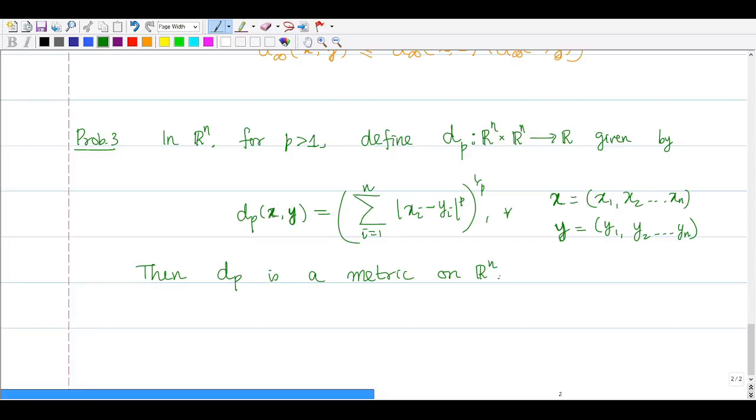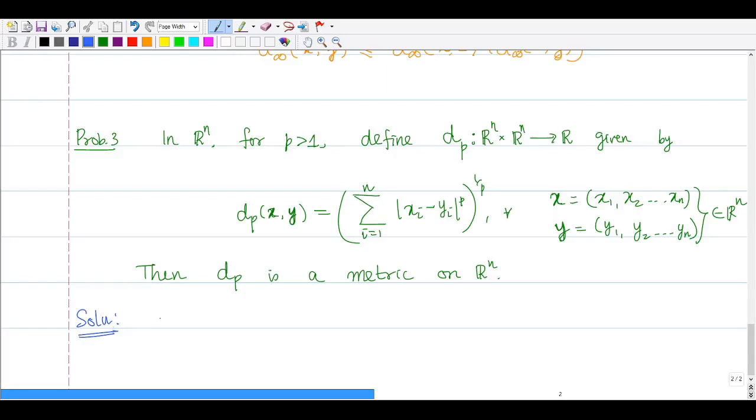This is what I am going to prove. So dp is a metric. As usual, the first three axioms are very easy: this is always greater than or equal to 0, it equals 0 if and only if x equal to y, and the distance between x and y is equal to the distance between y and x. All of these are easy, but the triangular inequality is a little bit difficult, okay?